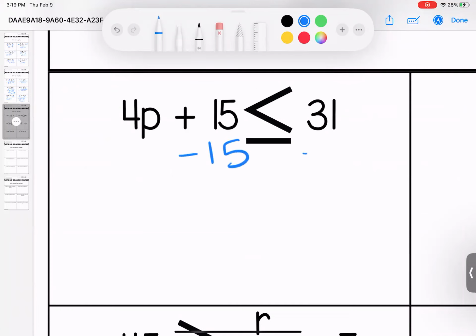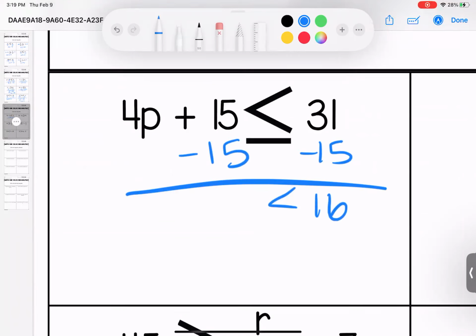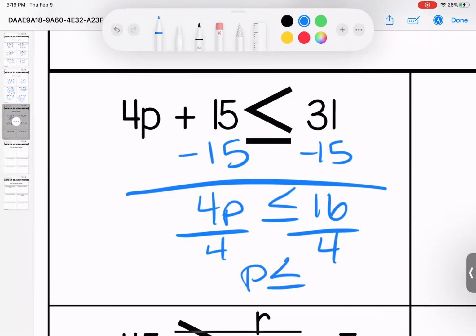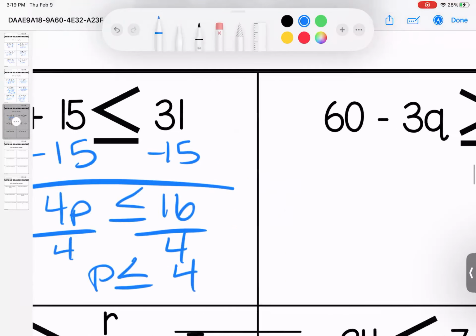I'm going to start with subtracting 15 from both sides. That leaves me with 16 and my 4p. Divide both sides by 4. P is less than or equal to 4.